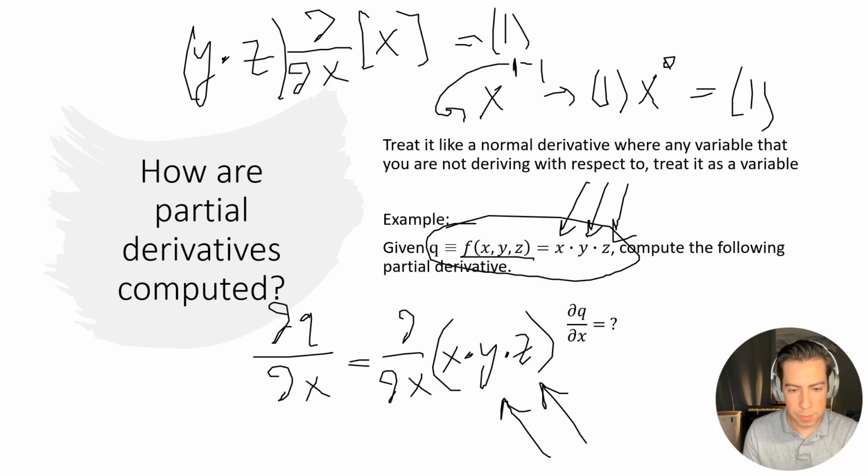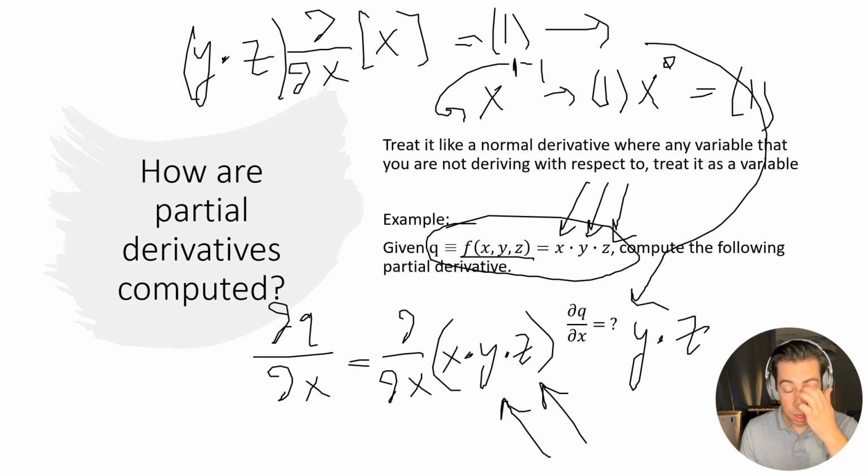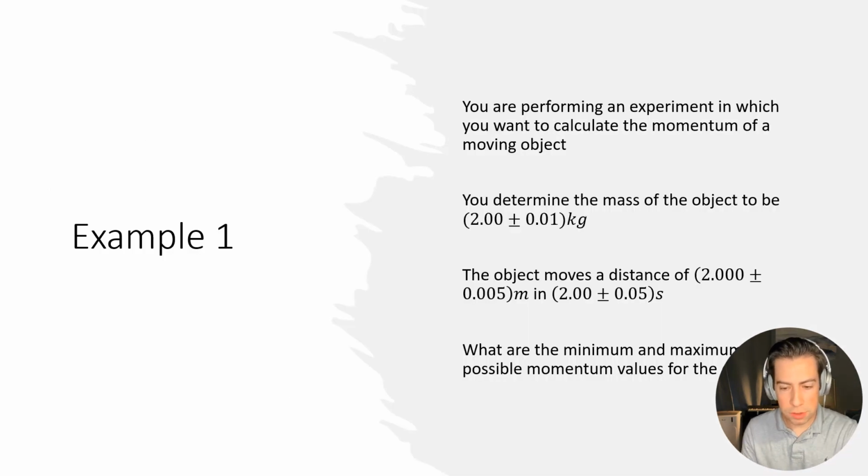So what that means is that my final answer here, and I'll go ahead and write it down, means that my final answer is just y times z, okay? So guys, basically, we could do lots of examples, but it's the same thing. You use the same rules, and you treat all the other variables like constants. Okay, so here's our first example.